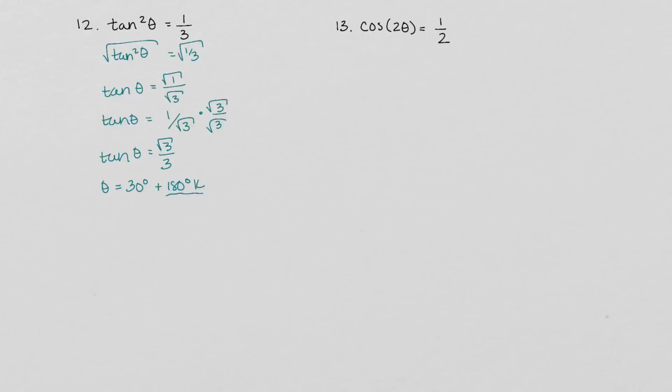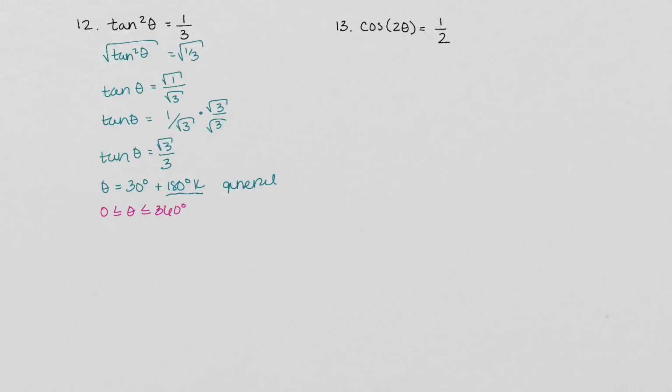Sine and cosine, you add 360. Tangent and cotangent are the only ones that you add the 180 for. And again, this is my general solution. I am still, for this problem, looking between 0 and 360.